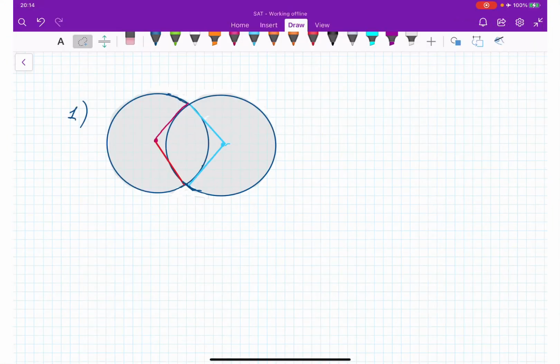Okay, question number 1. Two identical 300-degree arcs are joined together to enclose the area shown in this picture. Both arcs are part of identical circles with a radius of 12. Okay, radius 12, which means this is 12. This is 12, right? Radius 12. Now the arc that creates 300 degrees is going to be this.